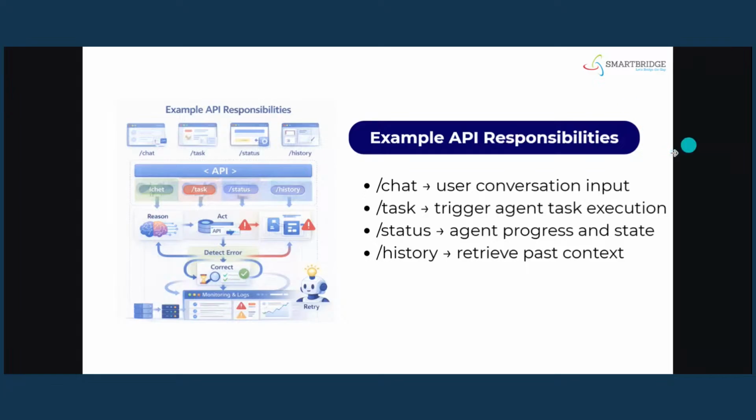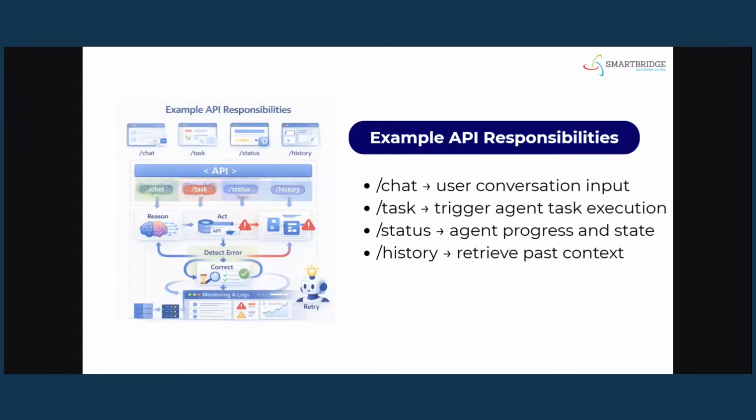So what are the different APIs in agentic AI? One is chat, the user conversation input. It will take the user inputs and pass them to the agent. Then task, which triggers agent task execution. Like if the agent wants to call some services or tools, it will trigger them.